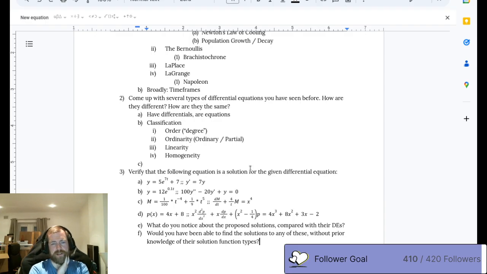It's a real awkward way to say this, but would you have been able to find the solutions to any of these without prior knowledge of their solution function types? So if you look at A, it's going to be pretty obvious that if you've got y prime equal to a constant times the original, it's like, hey, I know a function that does that. When you derive it, you just get a constant times the original function. It's an exponential function. So that sort of thing becomes obvious. And then the other ones should not be as obvious.